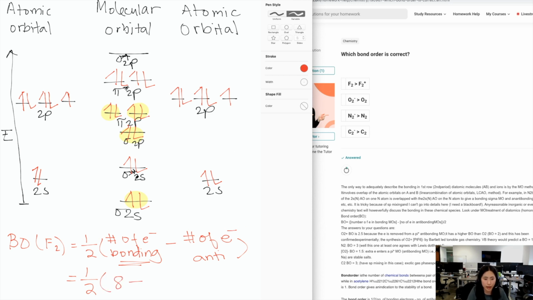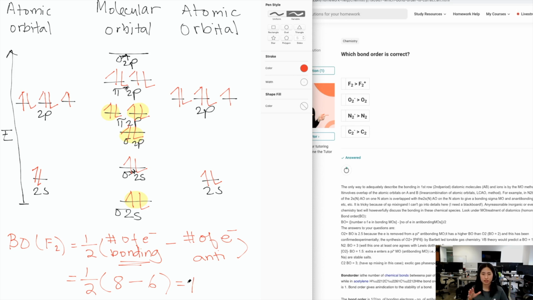Minus anti. So anti would be anything in your molecular orbital that is not highlighted in yellow. So that would be 2, 4, 6. Okay, so that's half times 8 minus 6, right? So that's equal to 1. Does that make sense? So your bond order for F2 is actually equal to 1.